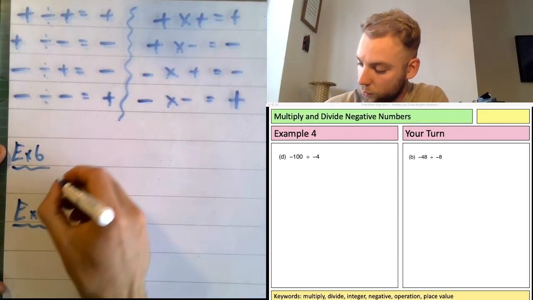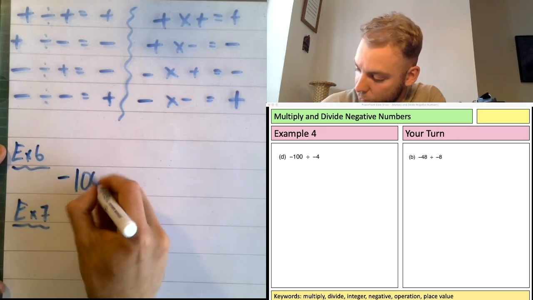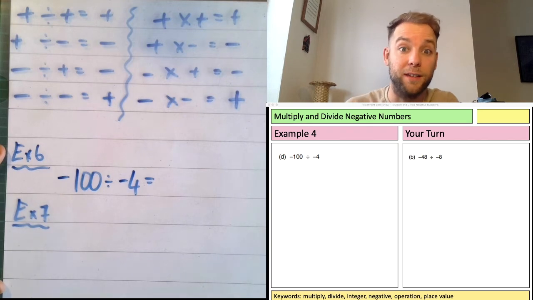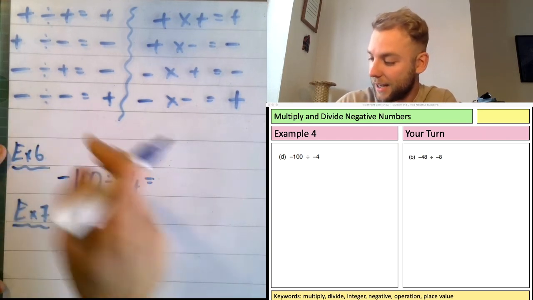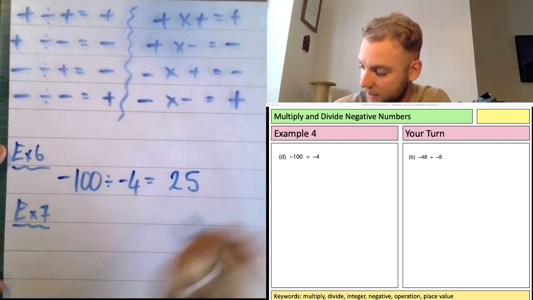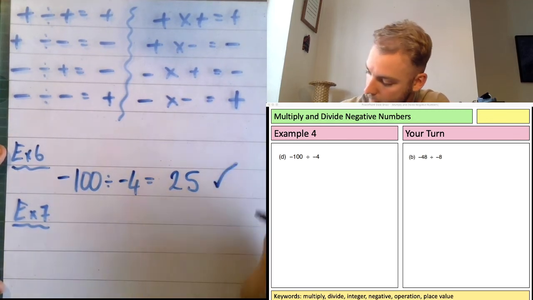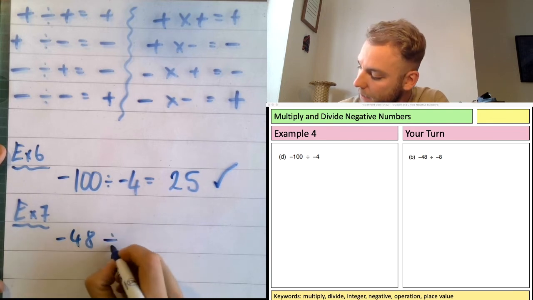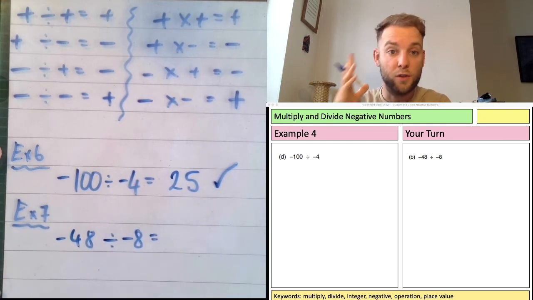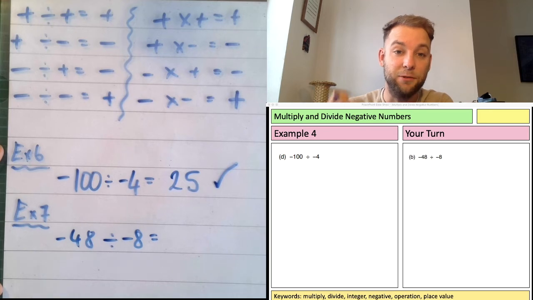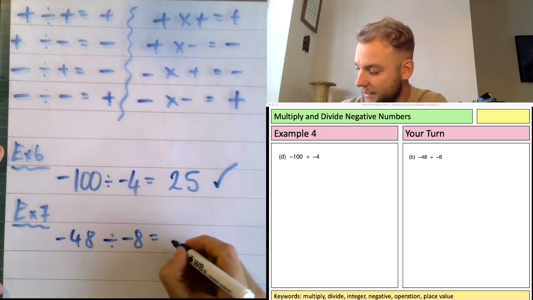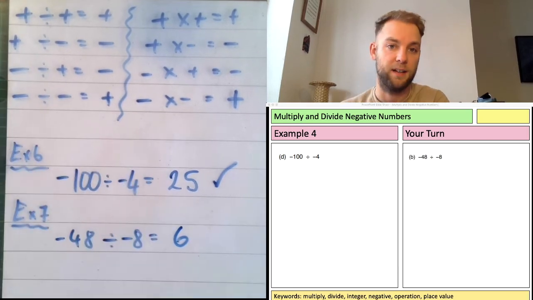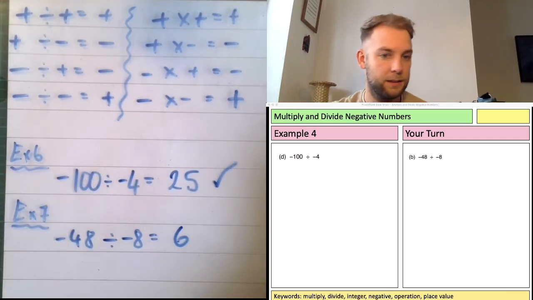So, first of all, negative 100 divided by negative 4. Well, 100 divided by 4 is 25. And negative divided by negative is a positive value, so positive 25. Brilliant. This next one, negative 48 divided by negative 8. So 48 divided by 8 is equal to 6. And a negative divided by negative is a positive 6. Negative divided by negative is a positive value. Super.